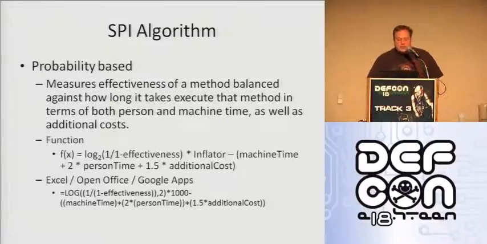It is probability based. I threw the function up there that we use. You can take it right off the slide and drop it into a spreadsheet if you really want to do it yourself. It's really not too exciting. I wanted to break out machine time and person time, because a lot of times you can have machine time running, and your person time is what takes up the value when you're doing this. So if you've got something that's 10 hours of machine time and 1 hour of person time, I want that to be weighted higher than the reverse.